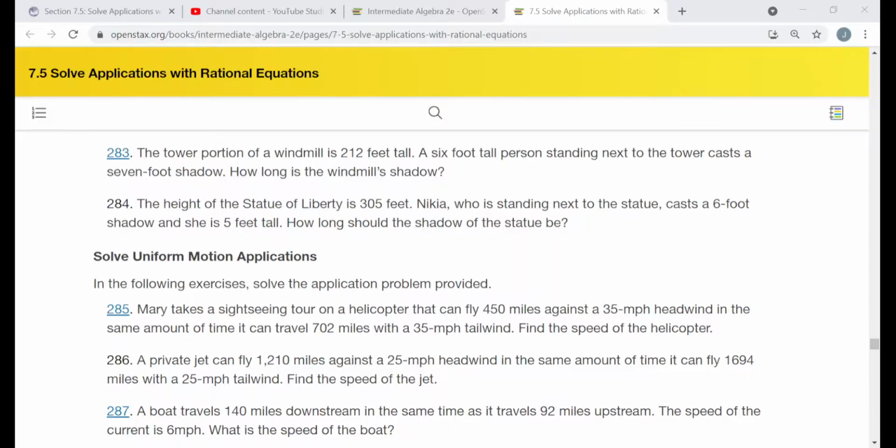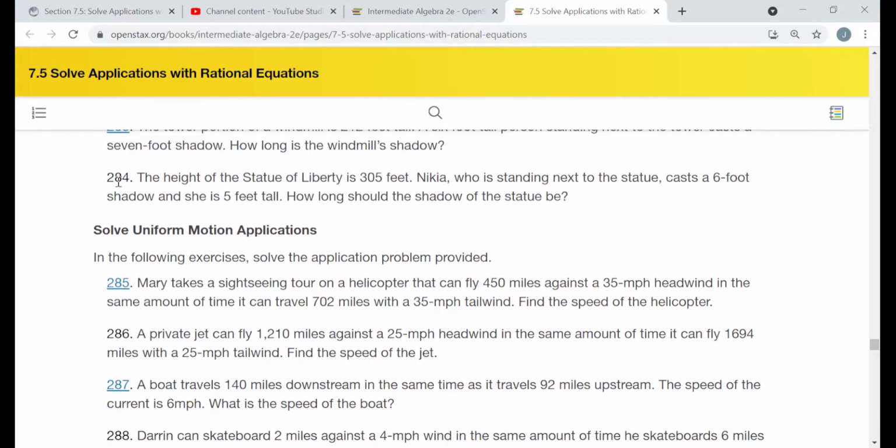All right, and then finally, last question, one more shadow question here. Exercise 284. This will be example 10. The height of the Statue of Liberty is 305 feet. Nakia, who is standing next to the statue, again near the statue at the same time of day, both standing straight up, so they'll cast similar shadows, they'll have similar figures. Nakia casts a 6-foot shadow and she is 5 feet tall. How long should the shadow of the statue be?